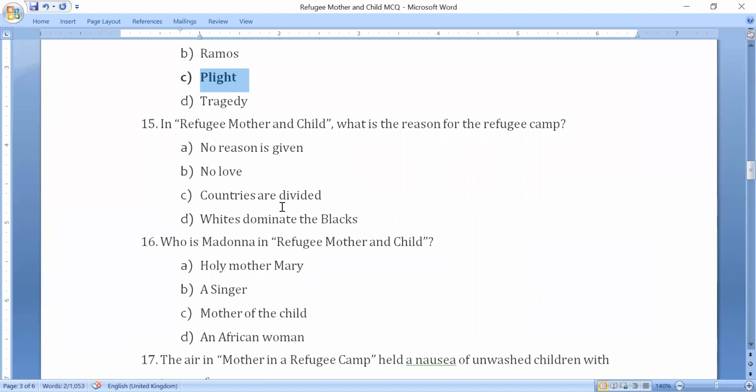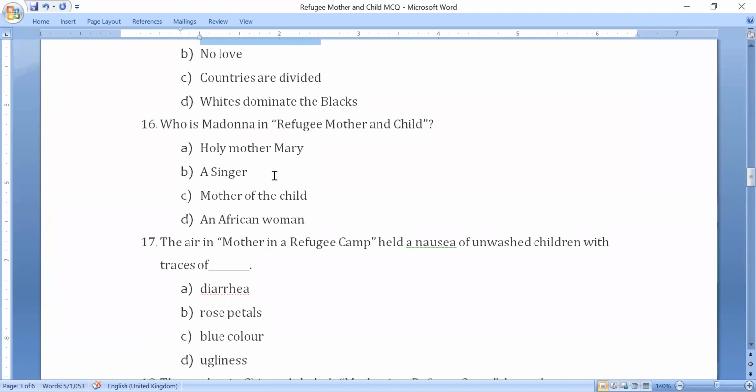In Refugee Mother and Child, what is the reason for the refugee camp? No reason is given, no love is the reason, countries are divided, or white dominates the blacks. Actually, no reason is given in the poem itself. Who is Madonna in Refugee Mother and Child? Holy Mother Mary, a singer Madonna, the mother of the child, or any African woman. In the poem, it is Holy Mother Mary.